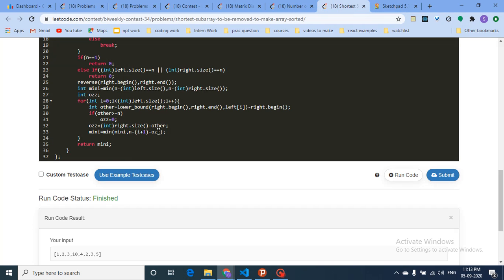Right means the right subarray size, and this is the left subarray size, and subtracting this whole size from the total will tell us the size of the subarray we have to remove. We have to minimize it over all the values, and then we return the minimum value.